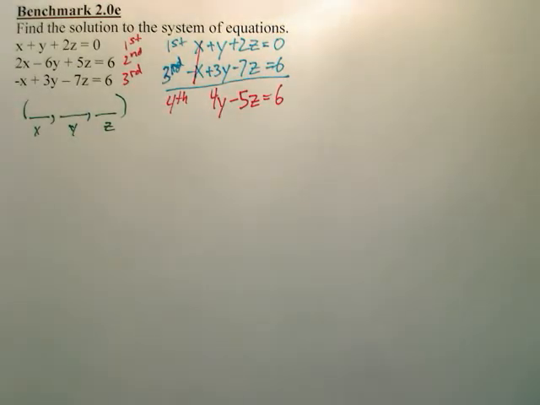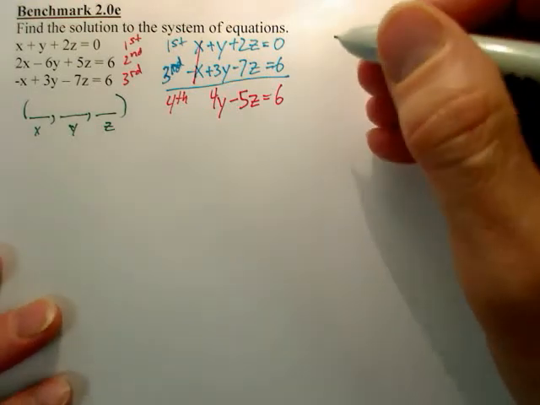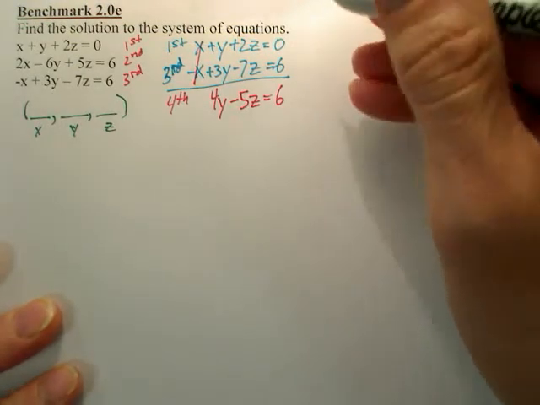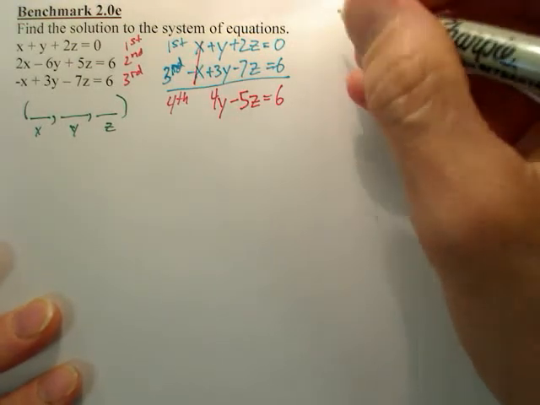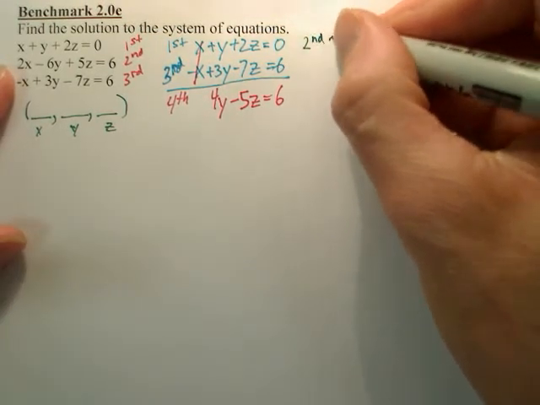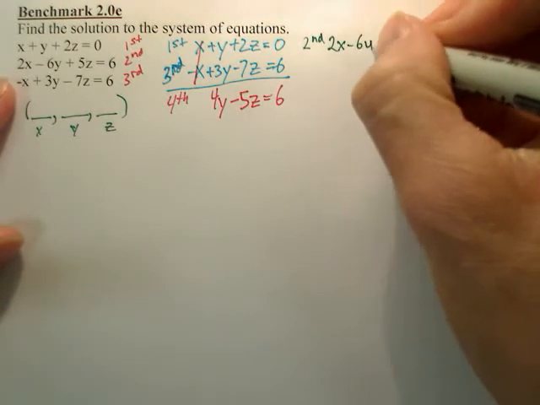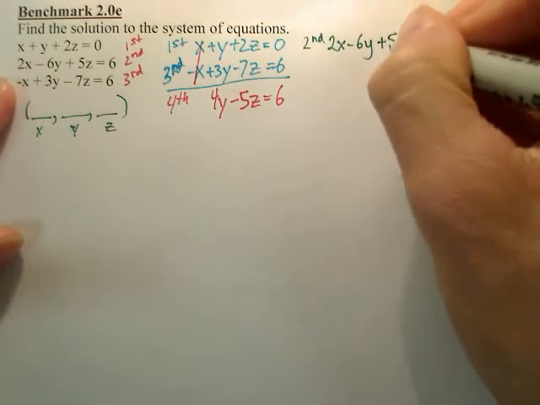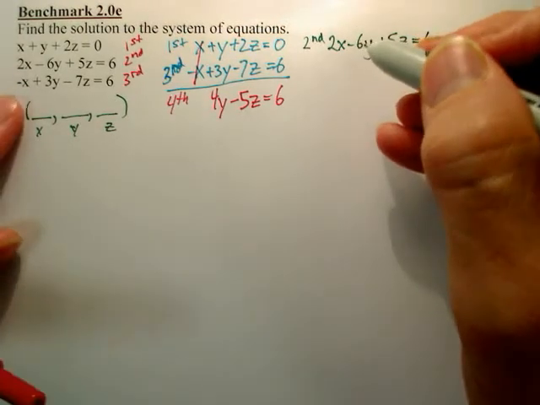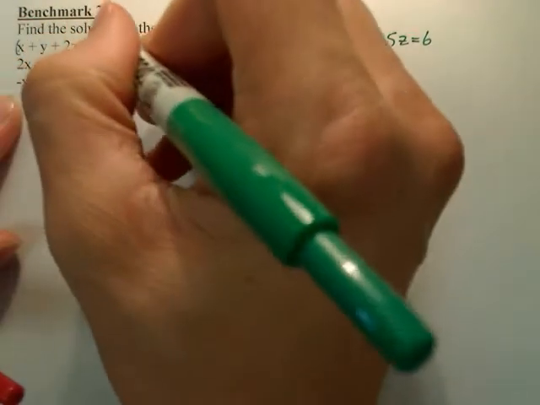Okay, now I want to make a fifth equation that only has y's and z's. So I got to get rid of x again. So what I'm going to do is I can choose two different equations again. I have to use the second equation, so I'm going to start off with the second equation, which is 2x minus 6y plus 5z. I have to use that equation, and I can use the first or the third. I'm going to use the first.